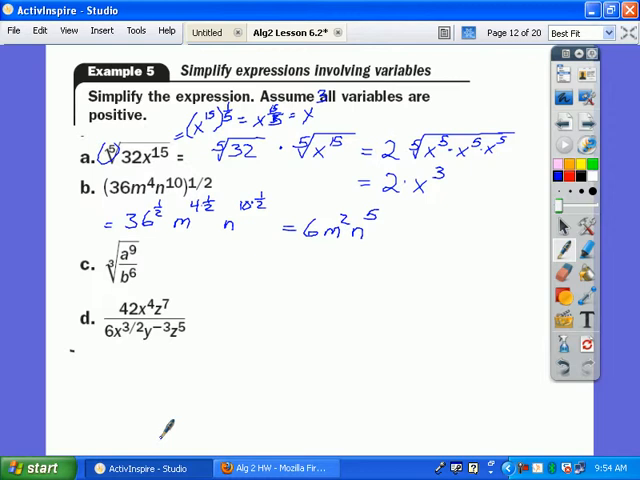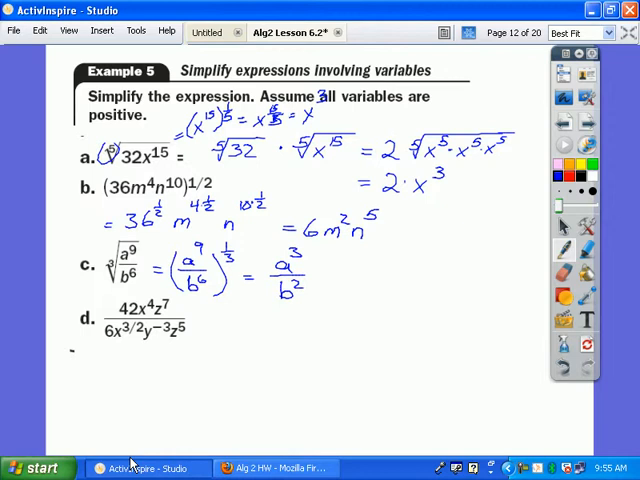Okay. For part C, here I'm just going to rewrite this. Instead of considering it as the 3rd root, I'm going to consider it as everything to the 1/3 power. So a to the 9th, b to the 6th, and all to the 1/3 power. So the 1/3 gets applied to both exponents, and that's going to give us a to the 9 times 1/3, which is just 3, and b to the 6 to the 1/3 is just b squared. Okay.